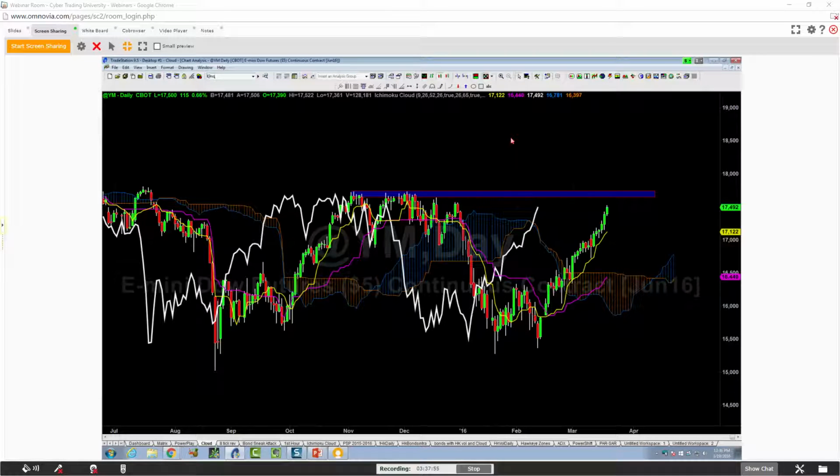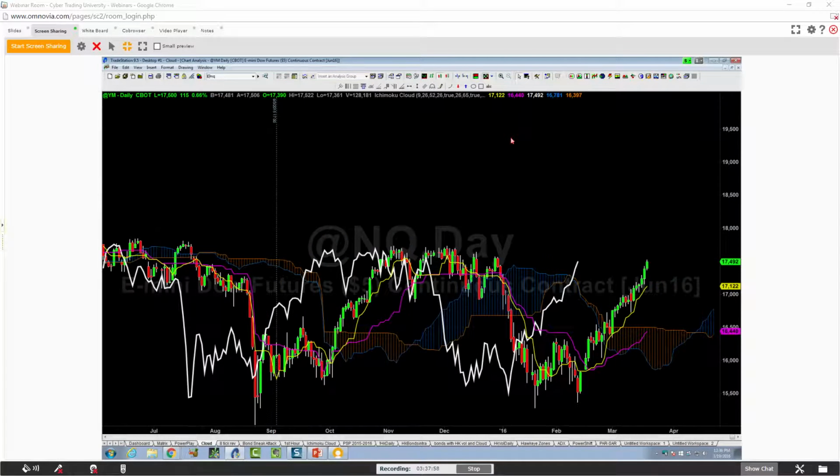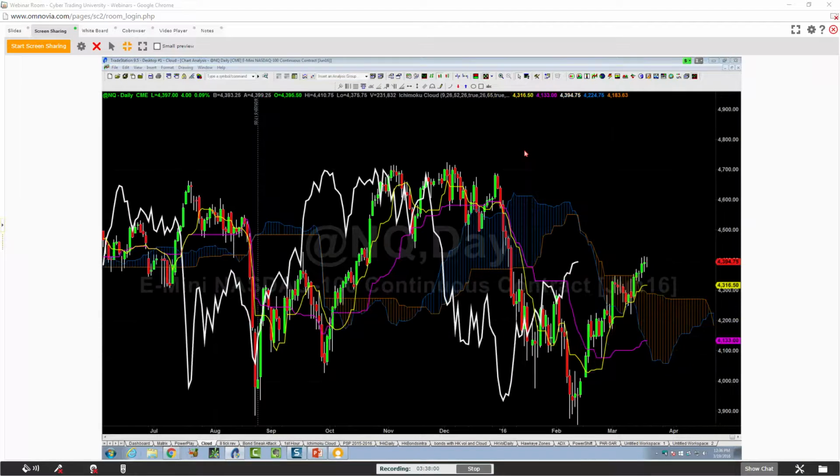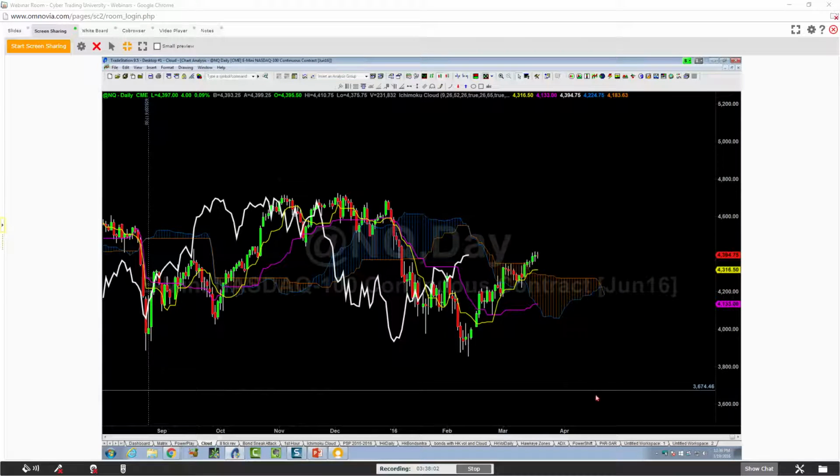All right, let's take a look at the @NQ. All right, so the NASDAQ here is 1, 2, 3, 4, 5 days above the cloud, right? That's 5 days above the cloud. But you notice, so this would be, 1 would be aggressive, 2 would be moderate, 3 would be conservative. So this is a conservative setup.